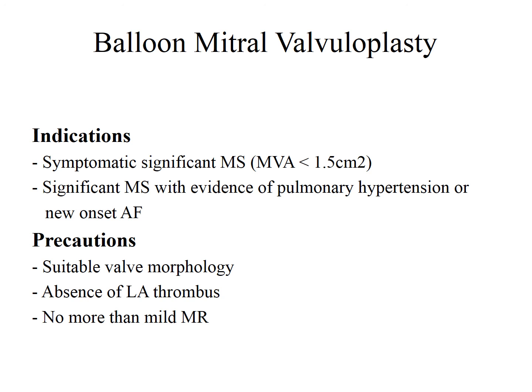Precautions: the valve should have a suitable morphology. A very calcified immobile valve, especially with calcified commissures, is not suitable for balloon mitral valvuloplasty. The presence of left atrial or left atrial appendage thrombus is another contraindication for balloon mitral valvuloplasty. Finally, more than mild mitral regurg is a contraindication for balloon mitral valvuloplasty, as I have explained before.